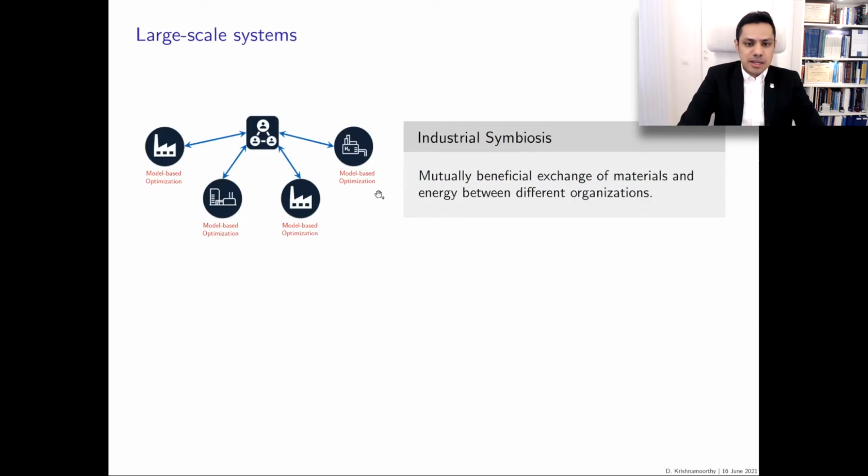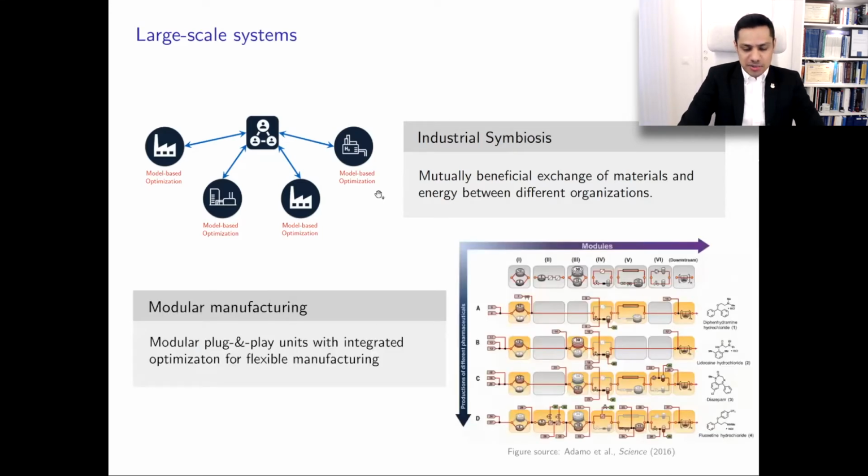Another example is modular manufacturing systems. Now, modular manufacturing functionally partitions these different operations into reusable modules. And plug and play of the different modules increases flexible manufacturing and enables production of multiple products with different product specifications from the same facility.